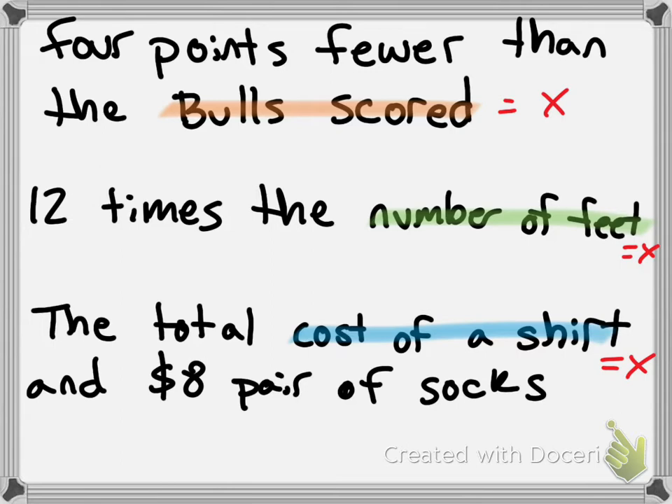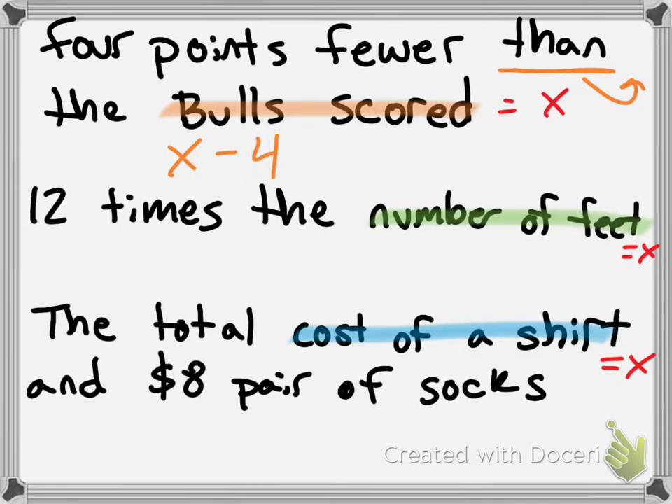For the first one, 4 points fewer than the Bulls scored. We see that word again, than, which means the 4 points is going to come after. So I don't know how much the Bulls scored, but I know it's 4 fewer than. 4 fewer, and it's coming after. So x minus 4. And it makes sense.